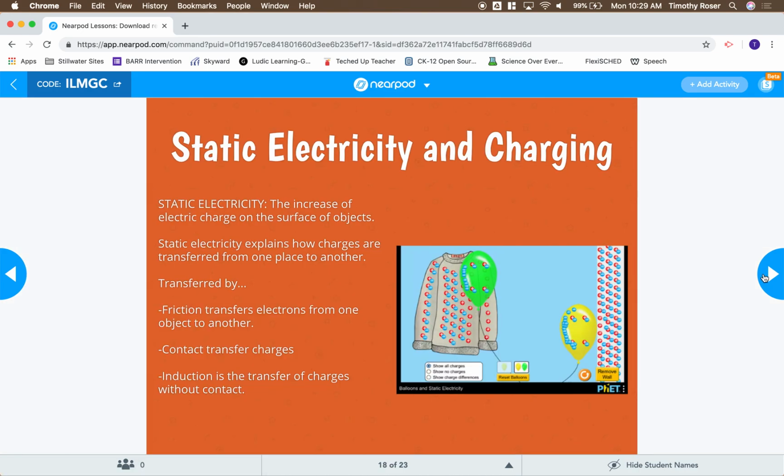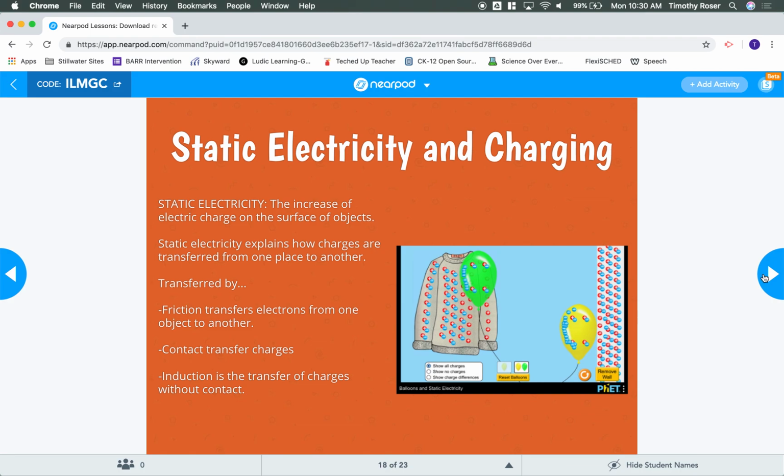So, static electricity and charging. Static electricity is the increase of electric charge on the surface of objects. Static electricity explains how charges are transferred from one place to another. Now, static electricity or charges can be transferred in three ways.